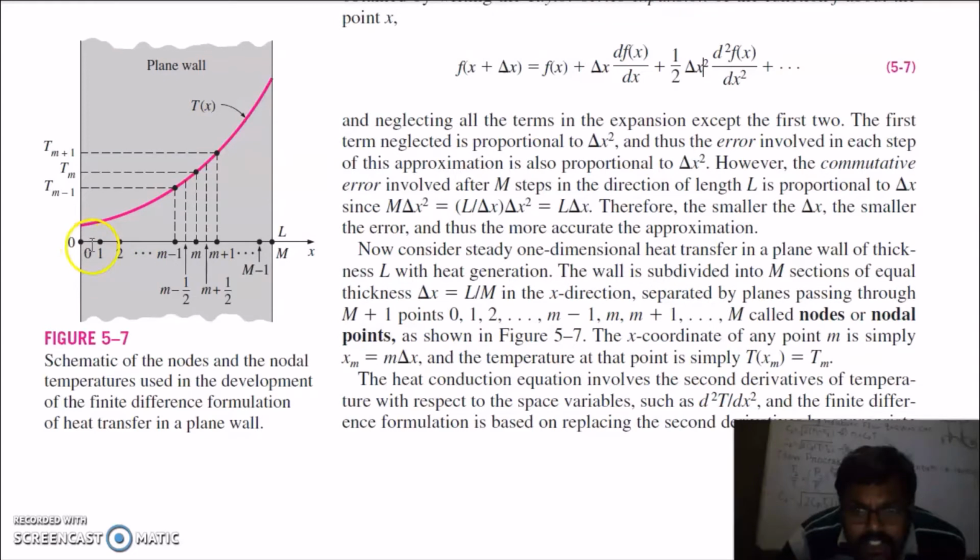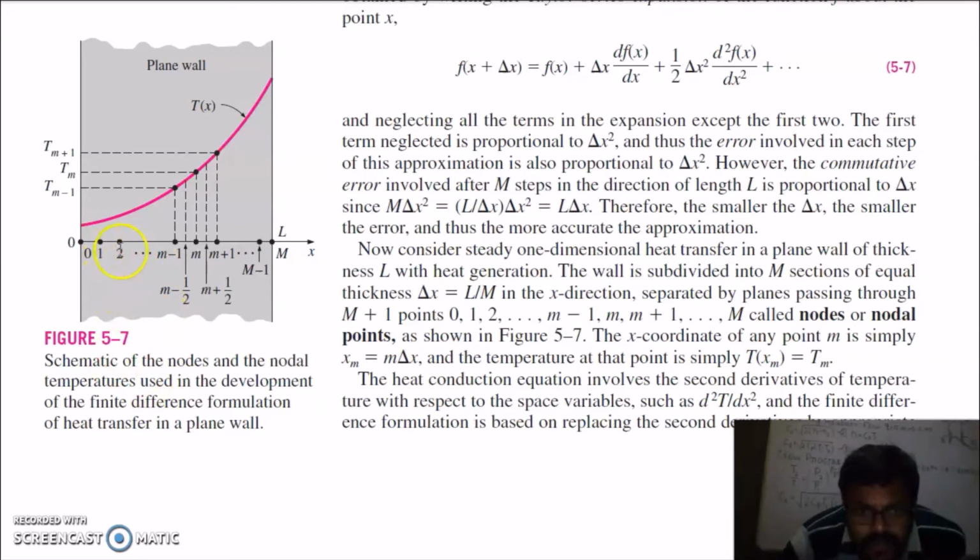Now consider one-dimensional heat transfer in a plane wall of thickness L with heat generation. The wall is subdivided into m sections of equal thickness del x. So this is 0 to 1, this is del x, this is del x. So m divisions are done with del x as the element, and del x should be as small as possible. The wall is divided into m sections of equal thickness where del x is equal to L by m. So del x can be determined from the number of sections. The larger the number of sections, the smaller is del x, and the better the approximation.